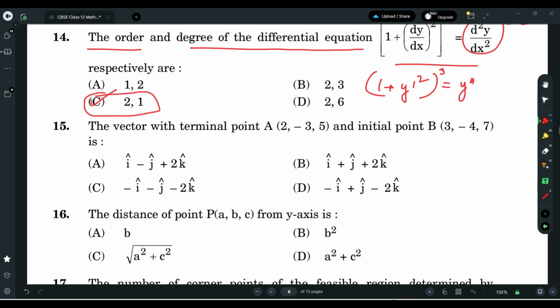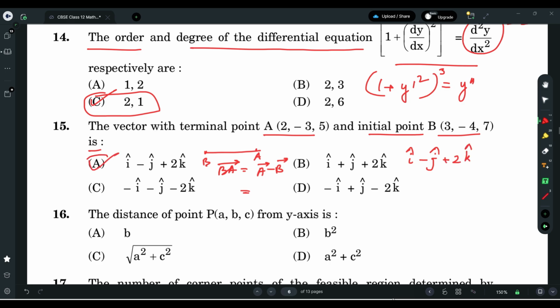Next problem 15. A vector with terminal point A and initial point B is. So terminal point is A and initial point B, that means this is BA vector, and BA vector is equal to A vector minus B vector, that means 3 minus 2 i cap and minus 4 minus 3 minus j cap and 7 minus 5 plus 2 k cap. So A is the correct option. i cap minus j cap plus 2 k cap.